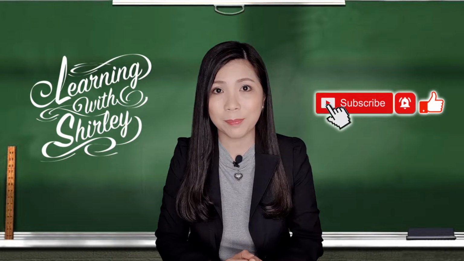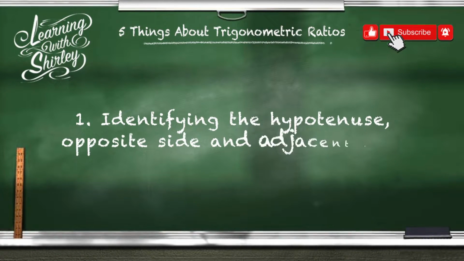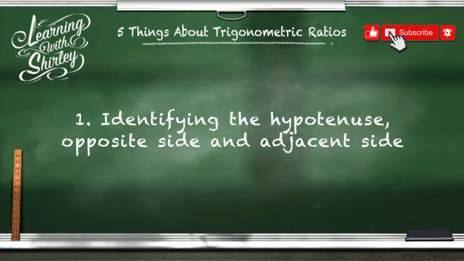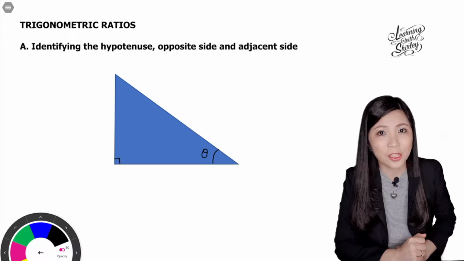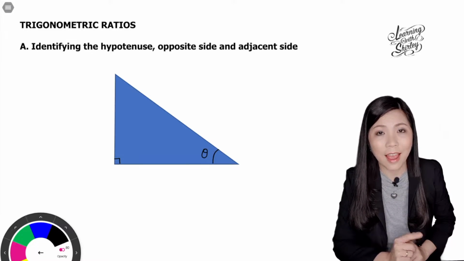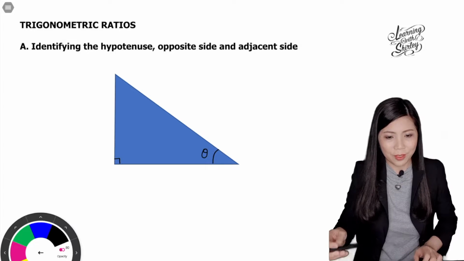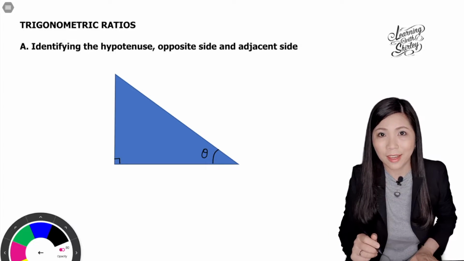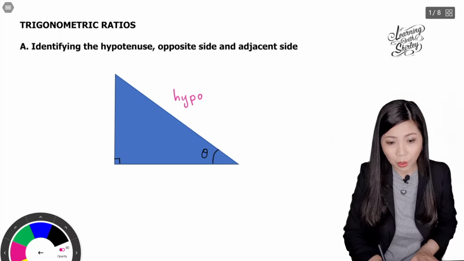Let's take a look at the first part of trigonometric ratios. The first thing in this chapter is to determine the position of the hypotenuse, opposite side, and adjacent side. So when we look at this right angle triangle, we determine which side is the longer side. So this is the longer side, okay? So I'm going to label it as hypotenuse, and in short, it's H.